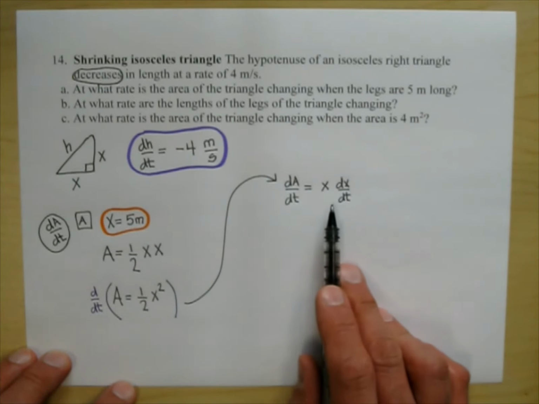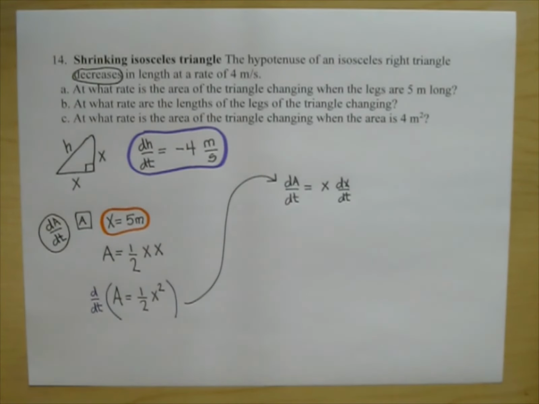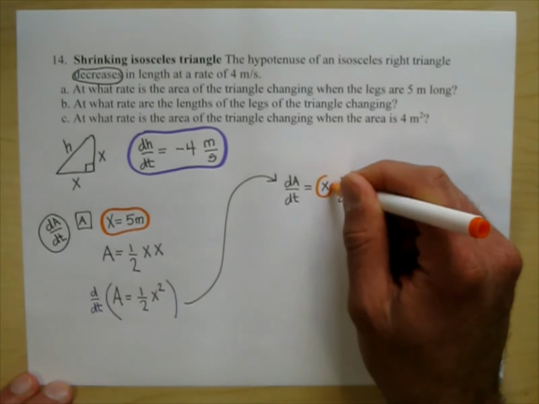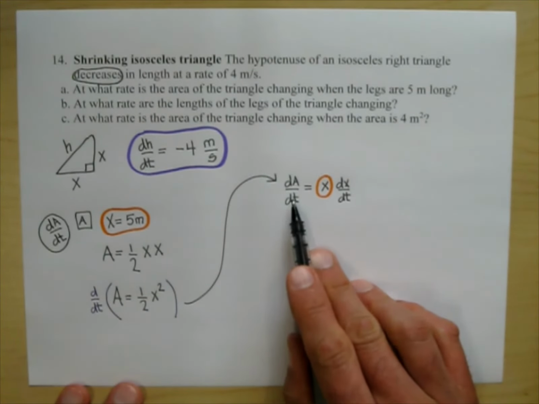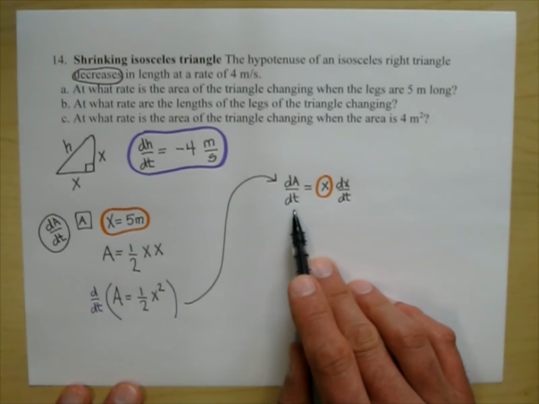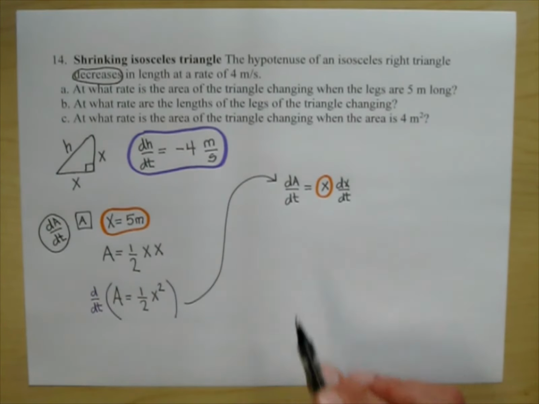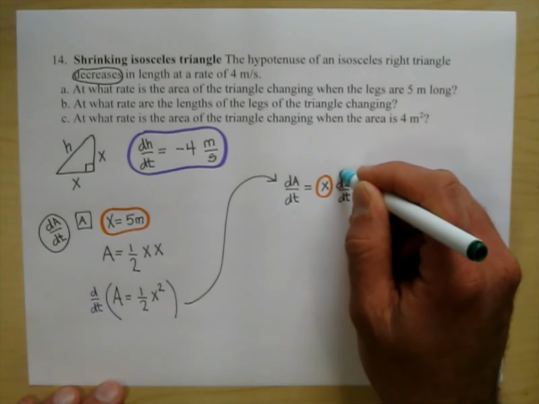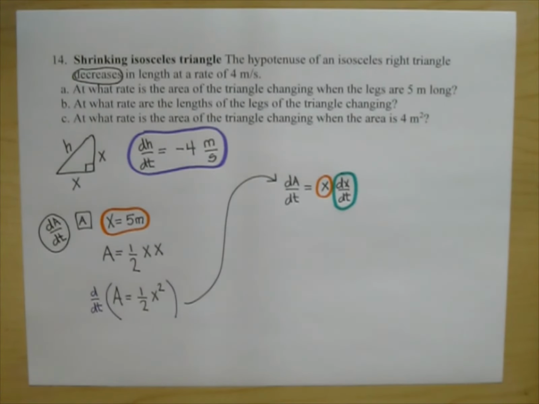Okay, so we have that right there. We have x. This is the guy I'm trying to solve for, dA/dt. But look what I have here. I have dx/dt, and I don't know what that is. I never figured that out, so it's going to need a different color. I'm going to circle that in green.